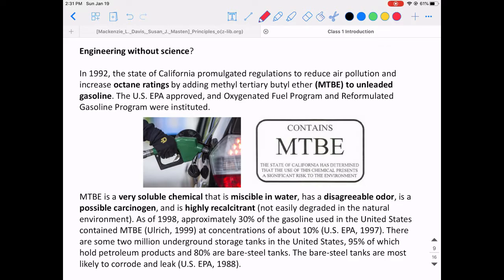So in 1992, the state of California promulgated some regulations to solve the problem of air pollution. What they were proposing was to add methyl tertiary butyl ether, which we can call MTBE for short. What this chemical does is raise the octane rating in combustion engines.